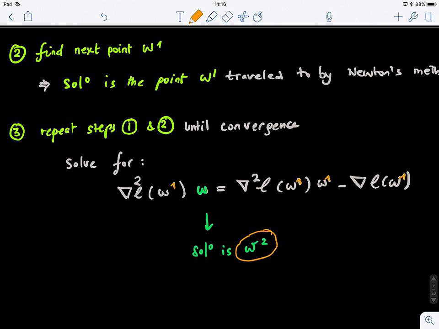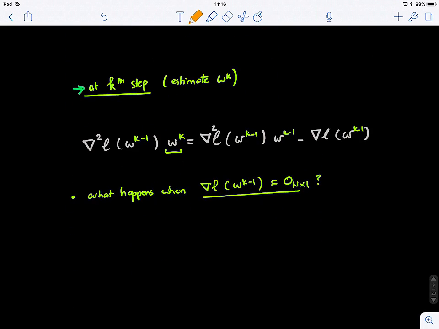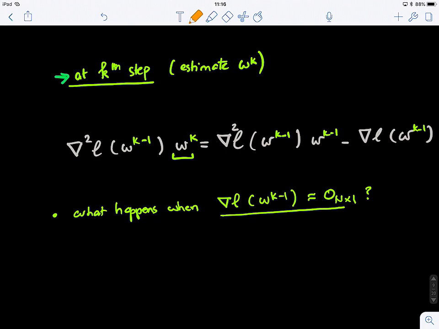So what is the stopping condition? When do we know that our algorithm has converged? When the gradient of the loss is close to 0. Same stopping condition as for gradient descent methods. Looking at this, at the kth step, we're estimating WK, so we solved for this one. So what happens when the gradient is equal to 0? The gradient vector. If you replace that, what do you find out?